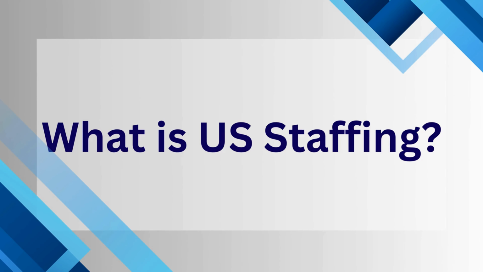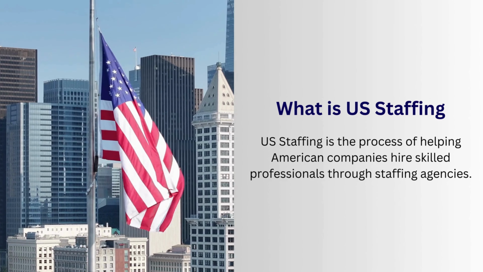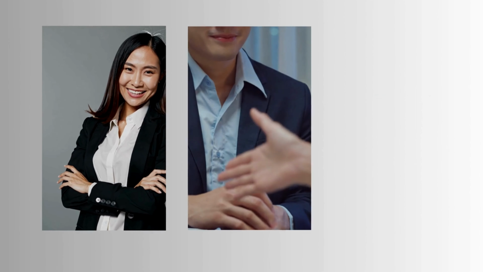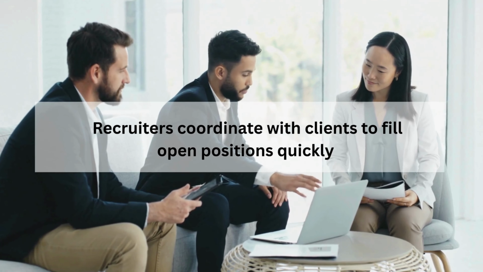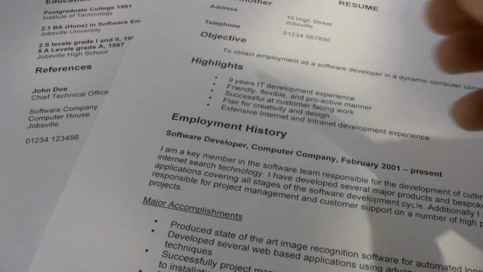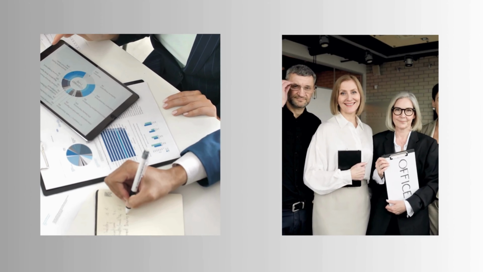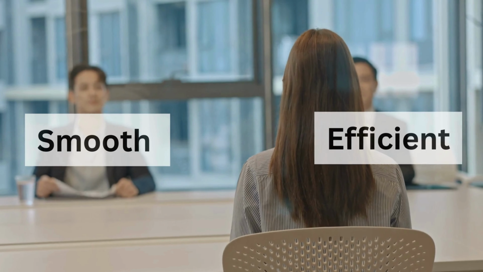What is U.S. staffing? U.S. staffing is the process of helping American companies hire skilled professionals through staffing agencies. In simple terms, it's about finding the right person for the right job at the right time. Recruiters coordinate with clients to fill open positions quickly. They also ensure that candidates meet both skill and legal requirements. This system connects businesses with qualified professionals. It keeps the hiring process smooth and efficient.